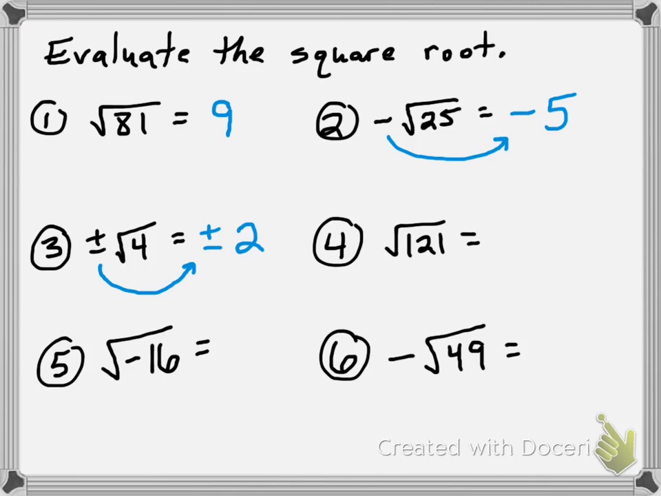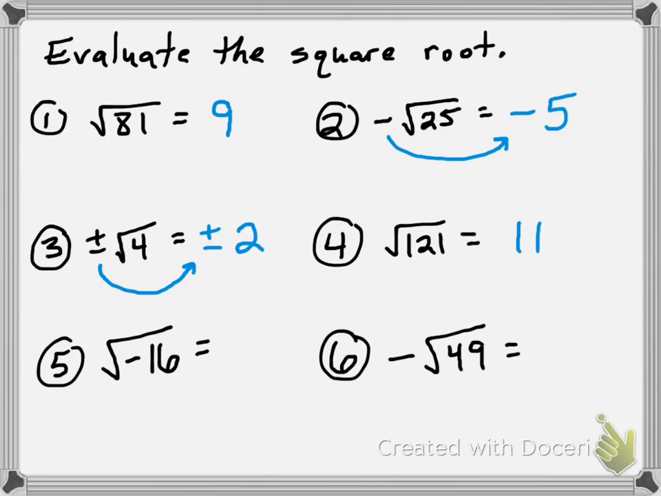So on number 4, square root of 121, well, that's 11, because 11 times 11 is 121. And since there's no sign in front, I leave no sign, because that means positive, and so does that.